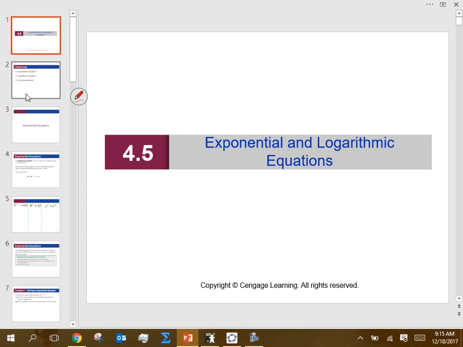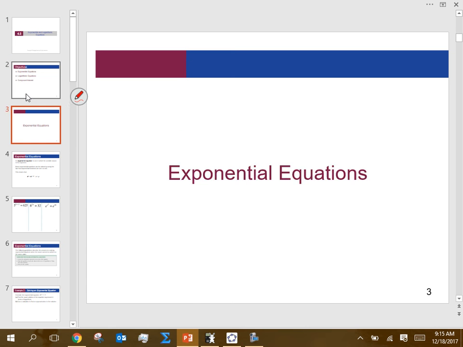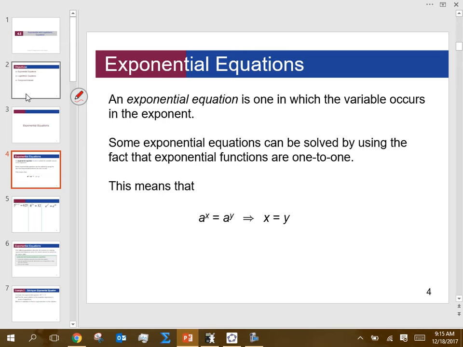Exponential logarithmic equations. There's a couple different types of exponential equations that we can deal with. I'll show you the easiest, I guess, first. It's kind of like a one-to-one relationship that we talked about here that allows us to solve these. Meaning that, and you guys know this from seeing things with fractions.